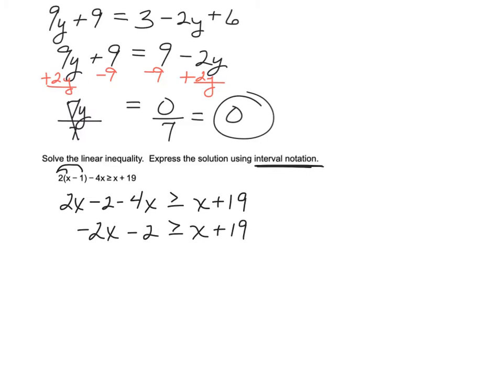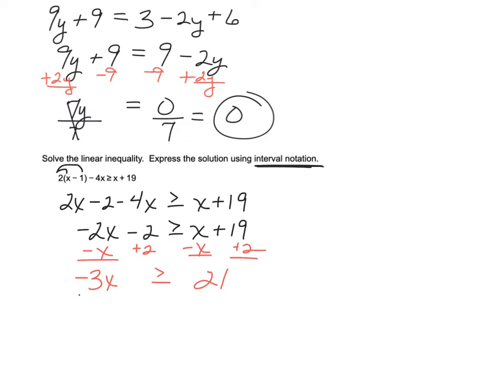Here we go. All right, what do we want to do? Let's bring x to the left side. So this will be -3x. And let's bring 2 to the other side. That'll give us 21. All right, I'll go back to black. Okay, so we get down to this part.